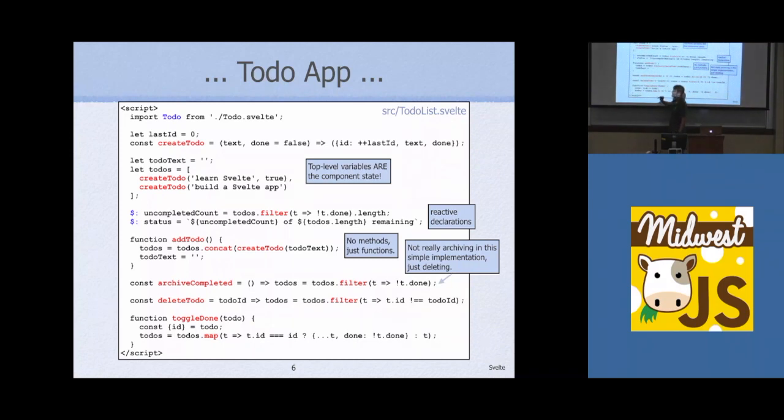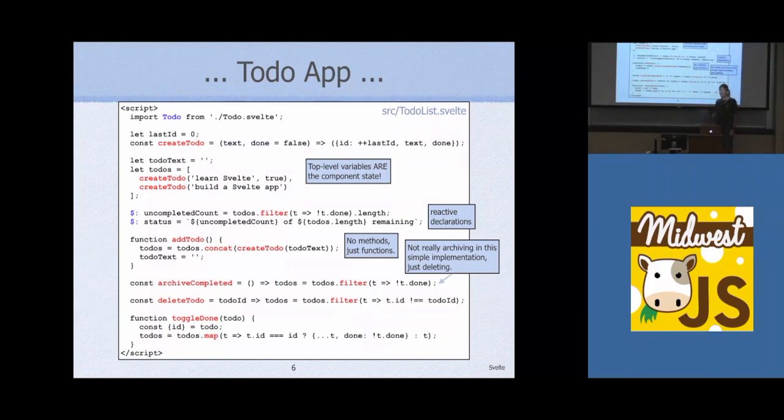So anything that changes the state is going to cause the HTML that we're going to see in just a bit to re-render. If I want to archive the ones that are completed, well, I just filter out the ones that are done, I keep the ones that are not done and make that my new array of to-dos. If I want to delete a single one, then I want to filter out and keep only the ones that are not the one I'm trying to delete and assign that back.